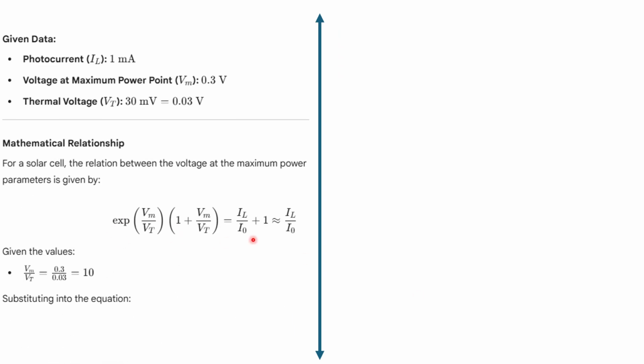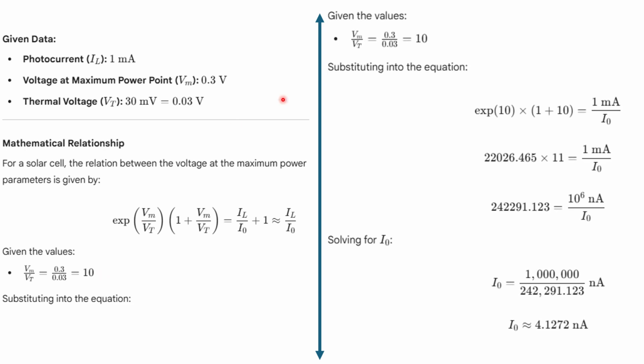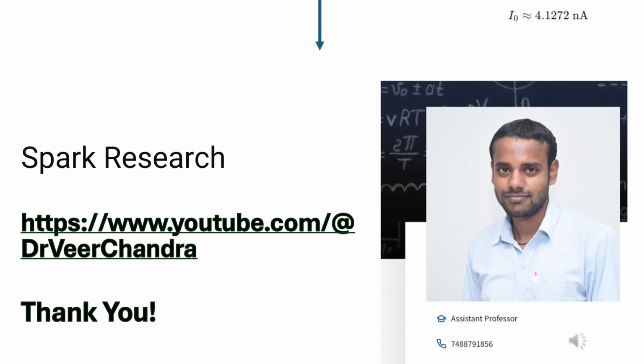So here we are going to use this equation: IL divided by I naught plus 1 is equal to exponential of Vm by Vt times (1 plus Vm by Vt). Vm is given in this question, that is 0.3. Thermal voltage is also given, 0.03, that is 30 millivolt. Photocurrent is given as 1 milliampere, right? So put all these values and you can get the final value of I naught. If you solve it, you will get the final value, that is I naught is equal to 4.1272. So actually your answer should be in the range of 4.1 to 4.13, right?